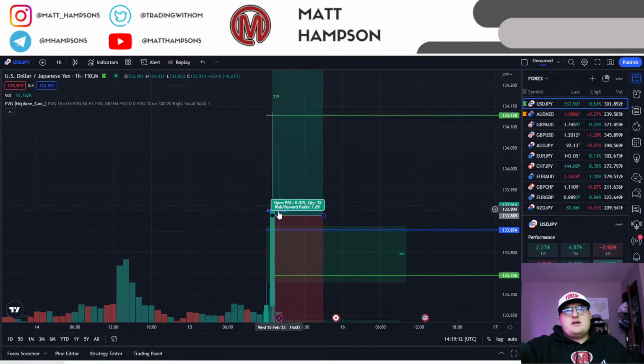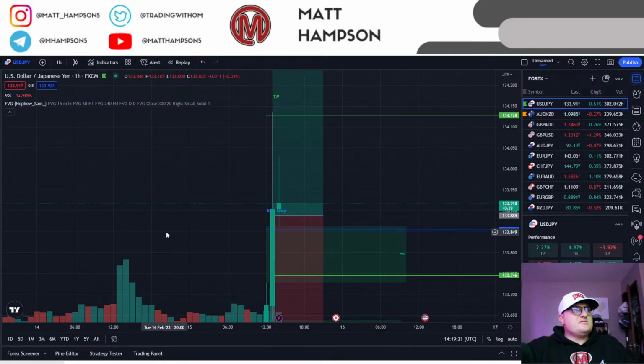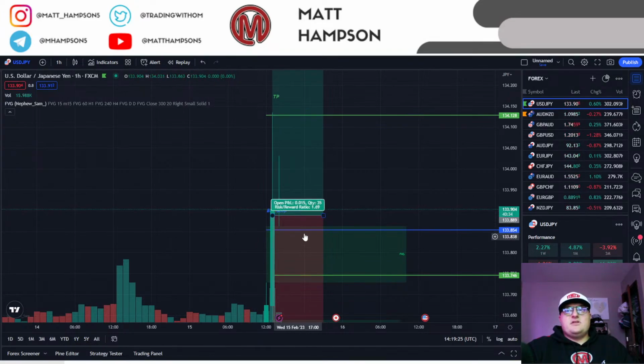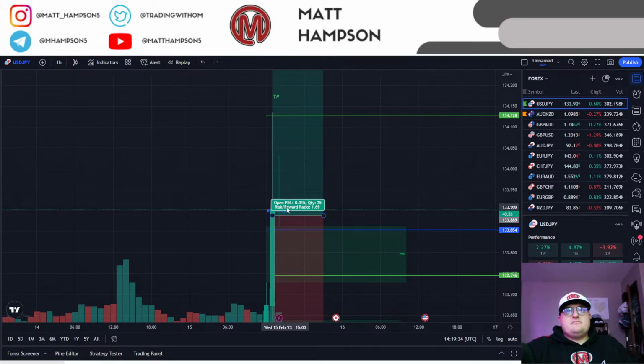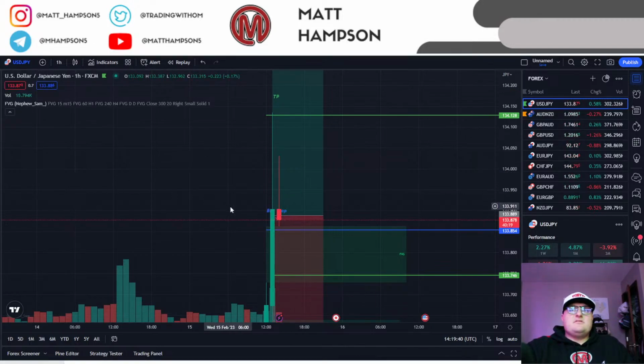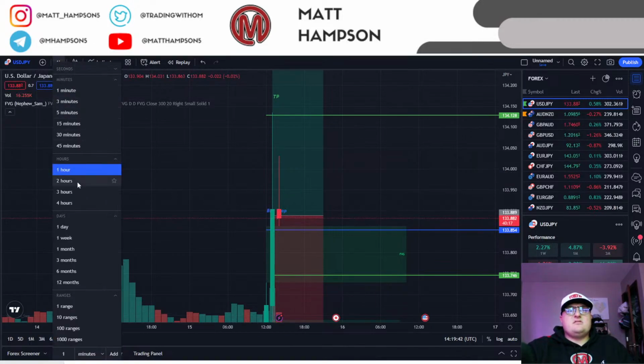And the 1-hour's got range too. You can see there's a lot of movement, and this is what happens when you trade news. We've been moving up and down about 13 pips since the beginning of this trade.